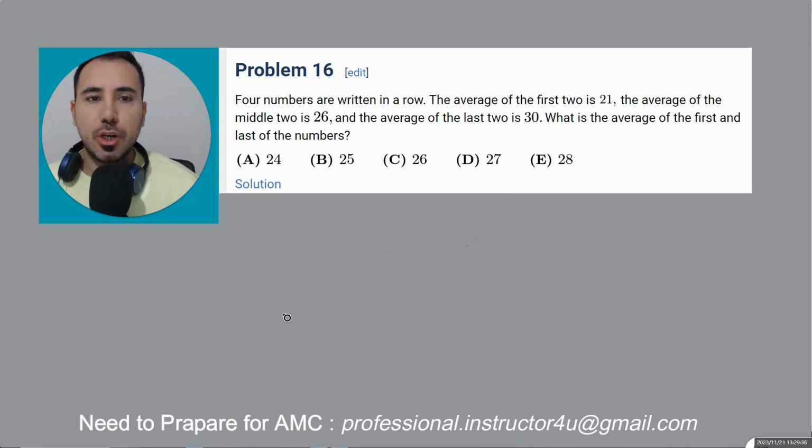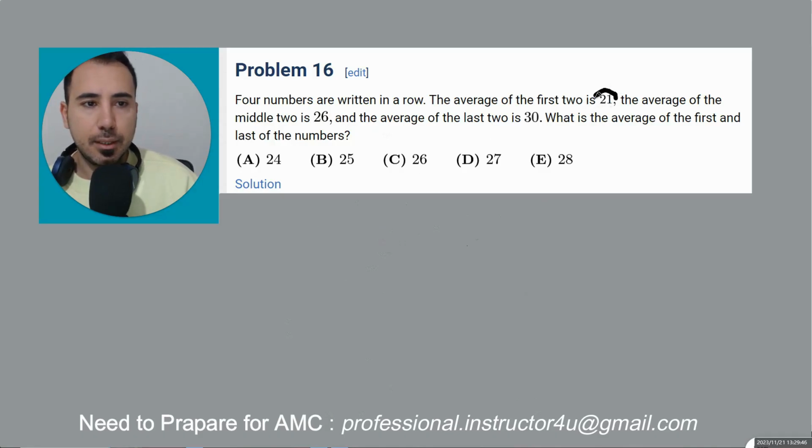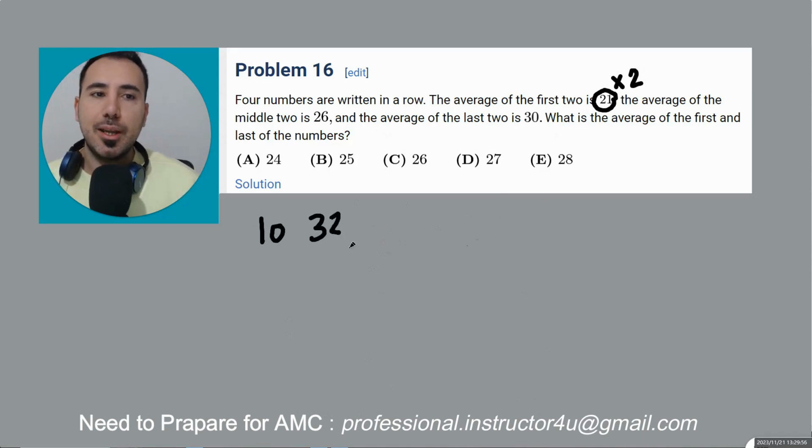The average of the first 2 is 21. Okay, you could write any numbers that follow this. So any number that you just multiply by 2, okay, you could write 10 and 32. Because when you add these two numbers, it's going to be 42. When you divide them by 2, it's going to be 21.